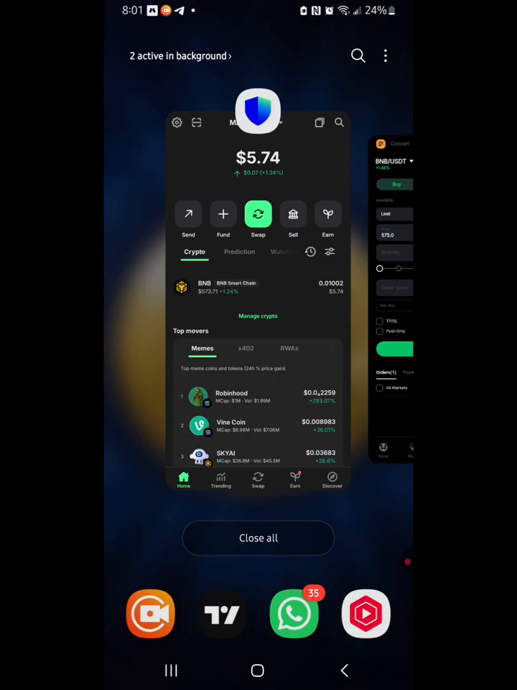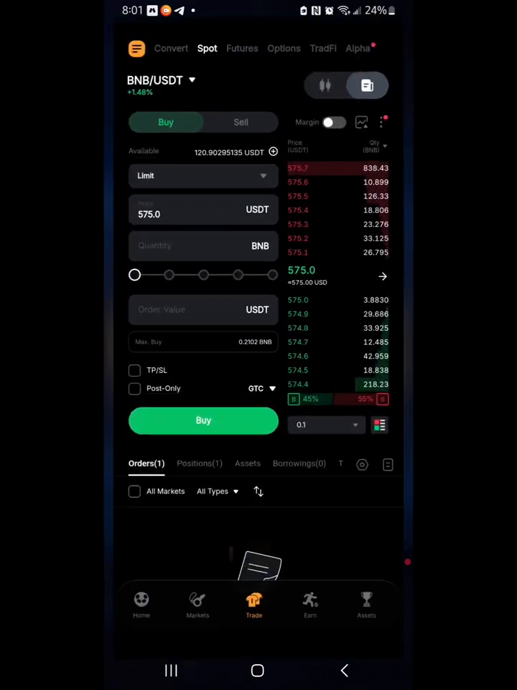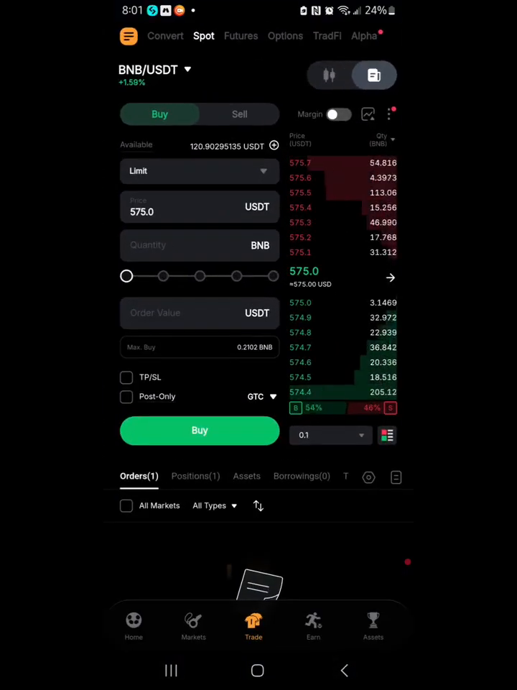So first things first, what is arbitrage trading? In a layman's understanding, arbitrage trading is simply a cryptocurrency trading strategy whereby you capitalize on the price differences of a particular cryptocurrency in two respective markets. So let's keep it very short.